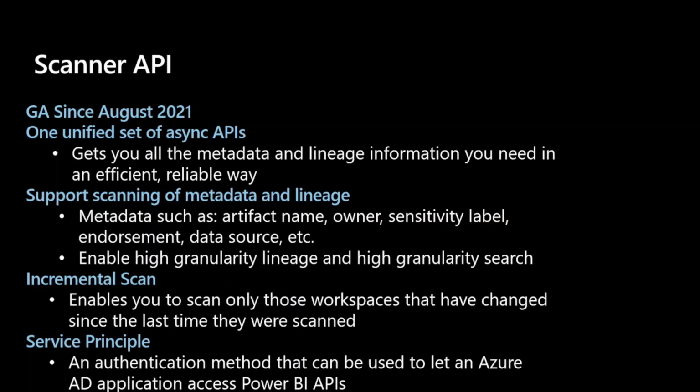You can get all the metadata and lineage information in one unified set of APIs. Metadata such as the artifact name, owner, sensitivity label, endorsement, and more. Lineage information such as the relationship between tables and columns in the data source and the tables and columns of the dataset. You can also search tables and columns to discover Power BI datasets. The Scanner API also provides the ability to scan just the workspaces that have been modified since the last scan. In this way, you can save resources and time. And you can use a service principal to enable application authentication to Power BI.